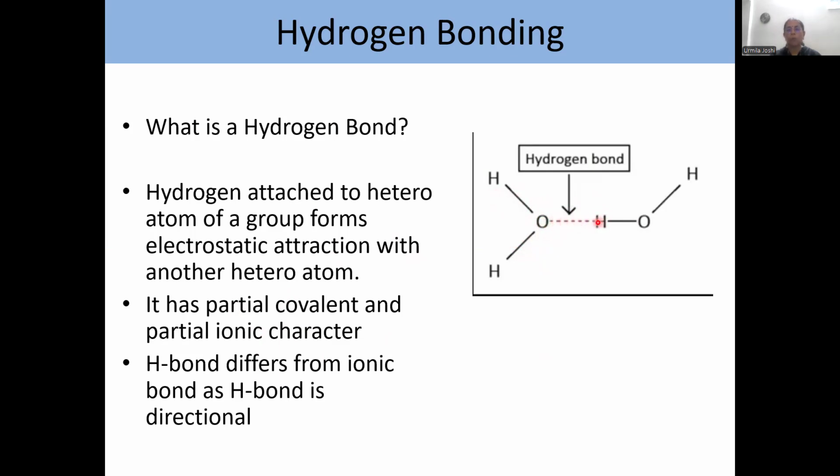This hydrogen bond has a partial ionic character and partial covalent character. Ionic character because the partially positively charged and partially negatively charged atoms are in the vicinity. Covalent character because there is some overlap of orbitals. But it differs from an ionic bond in the sense that an ionic bond can be formed anywhere, whereas this is directional. A hydrogen bond can be formed in this direction, not over here or over here. So this is directional.